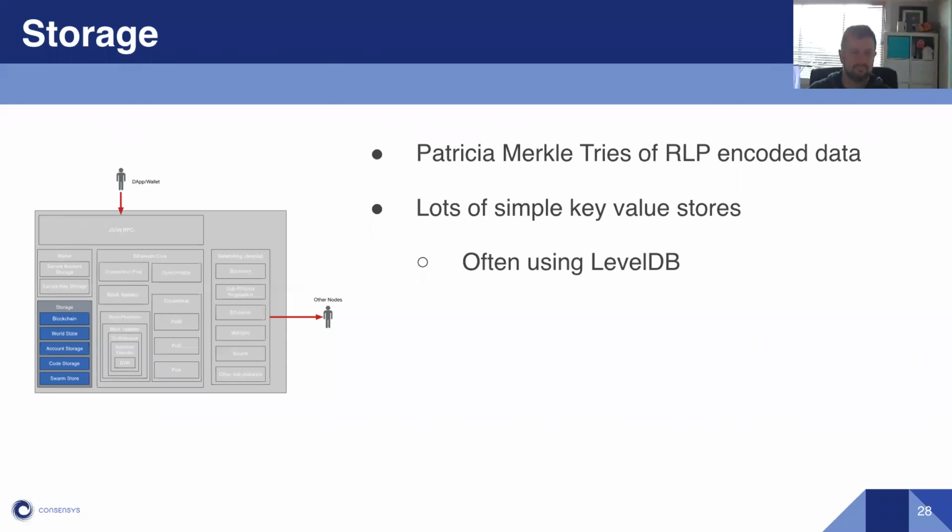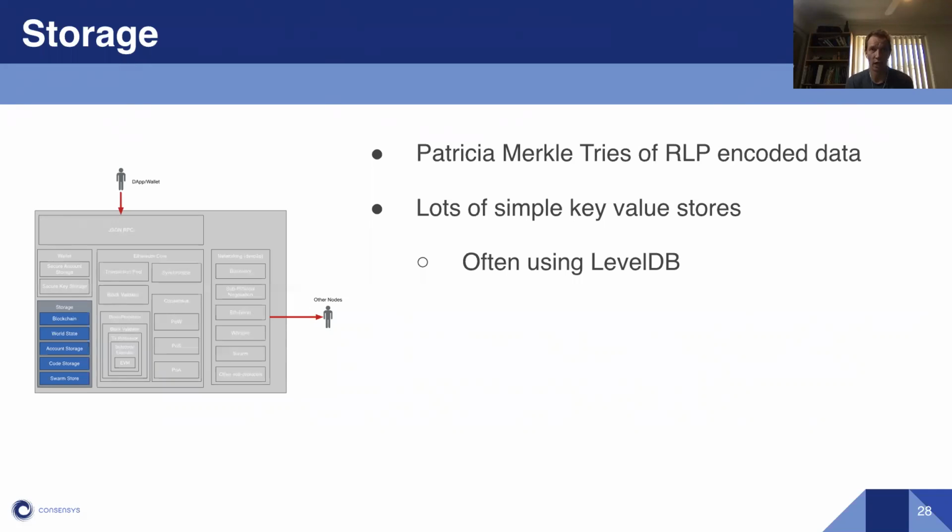So moving across to the left-hand side of the diagram, we've got the storage side. As I mentioned before, the storage is all about Patricia Merkle trees of RLP encoded data. In terms of most clients, the things that are sitting there are your code storage, your account storage, your world state, and the blockchain.